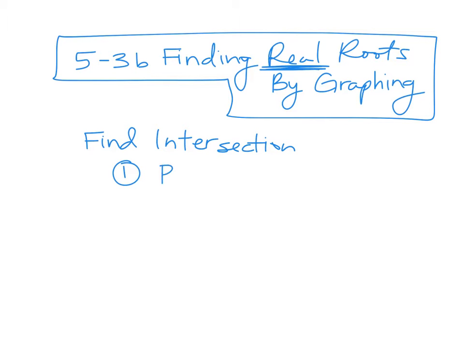First thing you're going to do is set your p of x equal to 0, just like we did yesterday. Second thing, you're going to put this as your y1 equals and this as your y2 equals, which is exactly how we have always done it. So this is not new. You know how to do this.